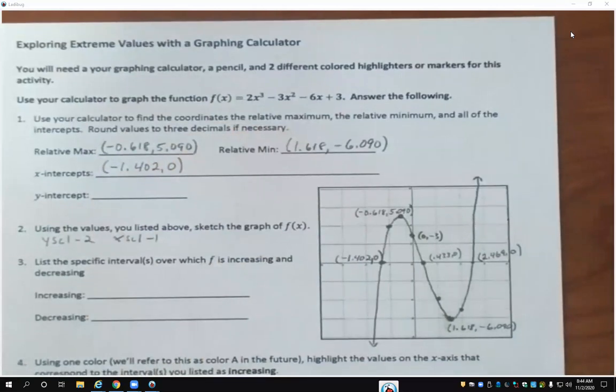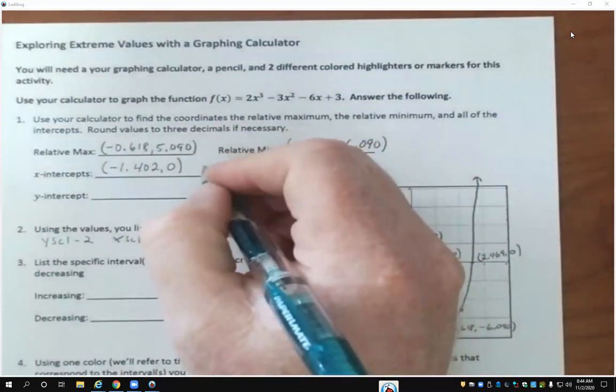Are you guys getting a lag today? It looks like it's lagging on my computer, but I'm not sure what you guys are seeing, or is it coming through pretty quickly? It's coming through pretty quickly. All right, good. Thank you.